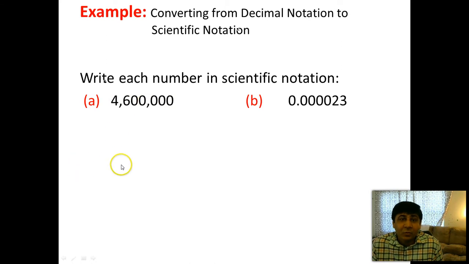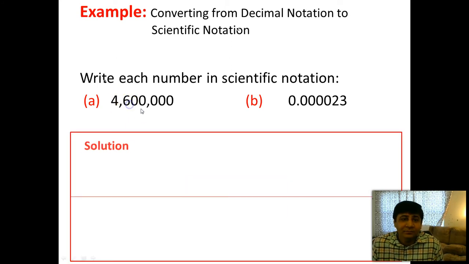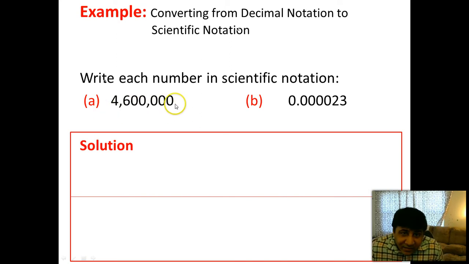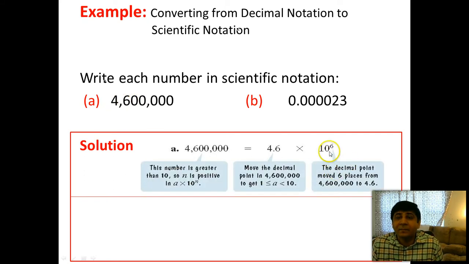Okay, so we want a, which will be between 1 and 10, so that will be 4.6 here. And then we want 10 to the power, how many places? So the decimal is right now after all the zeros here. We are moving the decimal to this side, so we move 1, 2, 3, 4, 5, 6. So it has to be 4.6 times 10 to the power 6 right there.